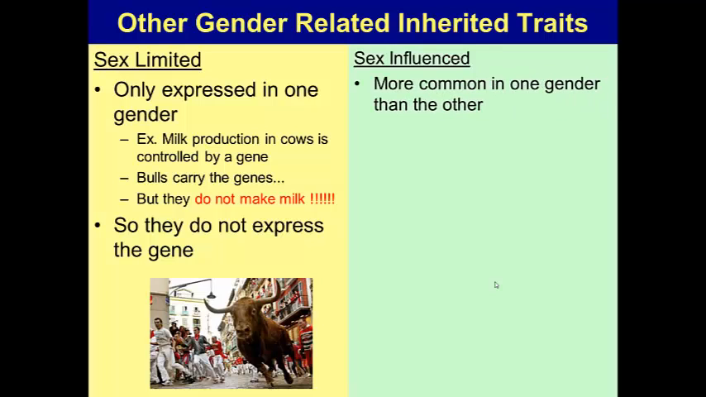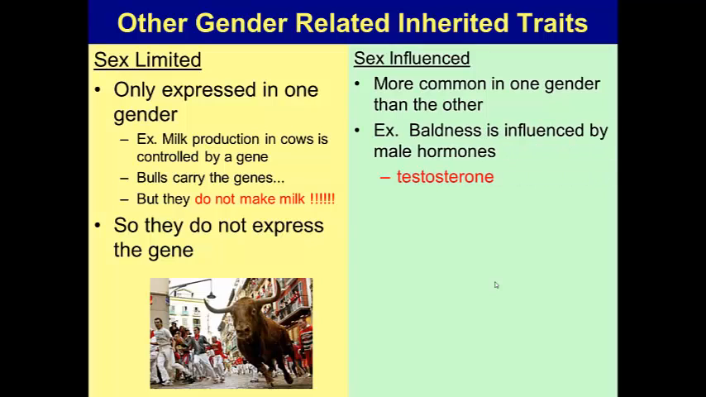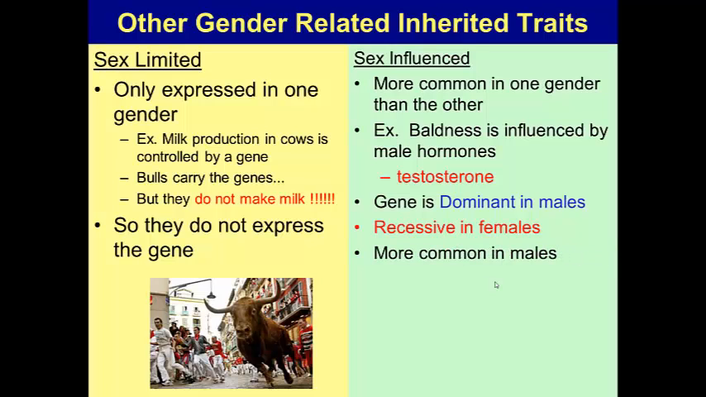Sex-influenced means that it's more common in one gender than the other. For example, baldness is influenced by the male hormone testosterone. So you'll see more men going bald than women, but women can also go bald. The gene is dominant in males and recessive in females. So baldness is more common in men than in women.